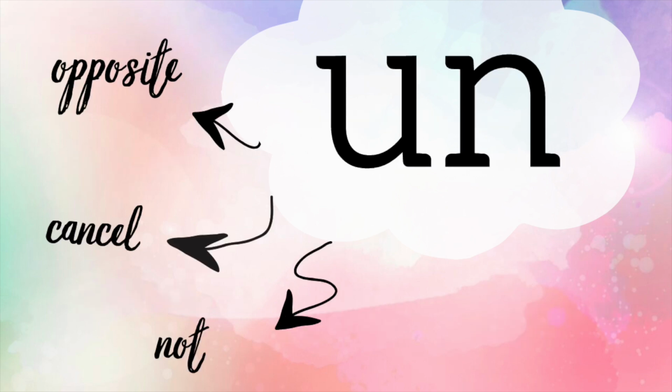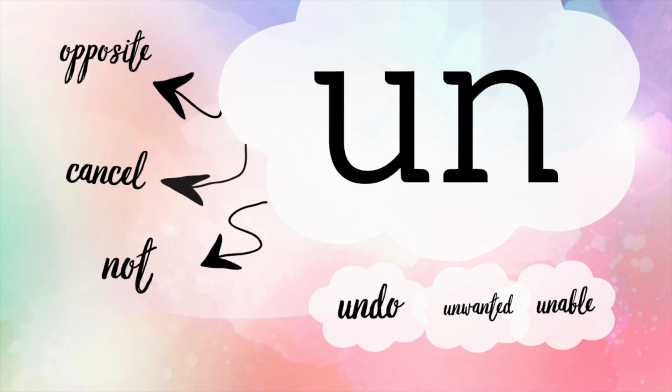Un. So un means opposite. So if you think about un, it means opposite. It can also mean to cancel or the word not. So opposite, cancel, and not. For example, undo, unable, or unwanted. So if you look at those words, undo is the opposite of do. Unable is not able, and unwanted is not wanted.